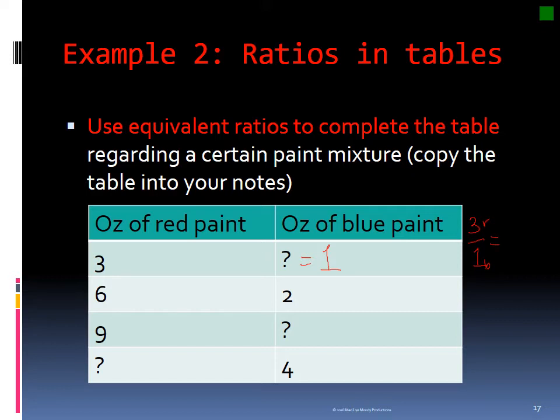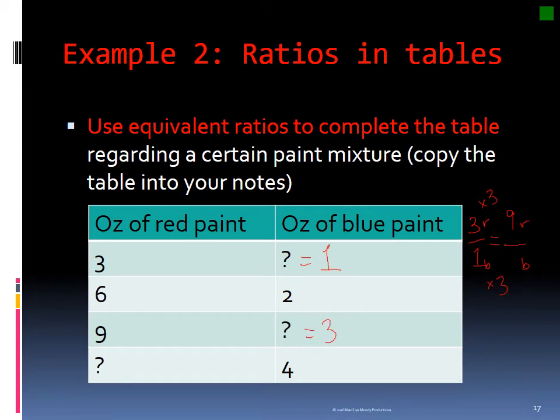Well, my third line tells me I'm using 9 ounces of red paint. So how many ounces of blue paint would that be? What can I divide 9 by to get 3? Or you can think of it as, what can I multiply 3 by to get 9? Well, 3 times 3 is 9, so 1 times 3 must be 3.